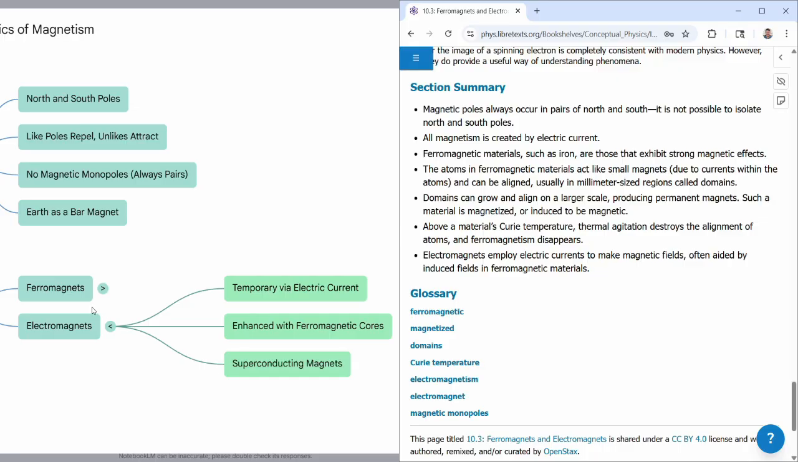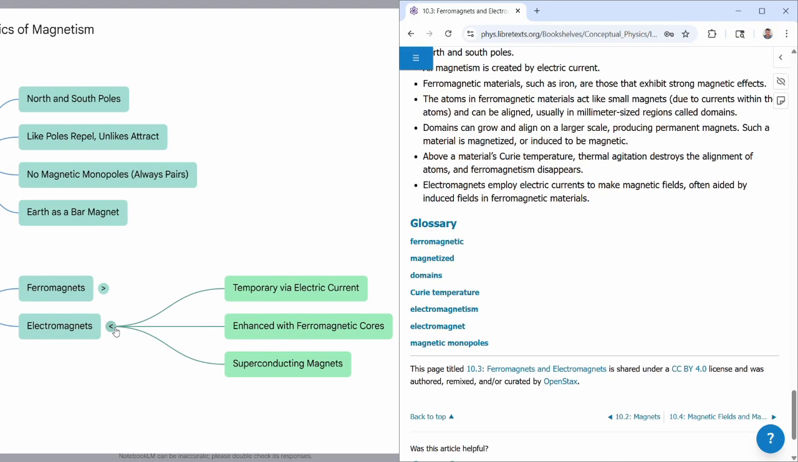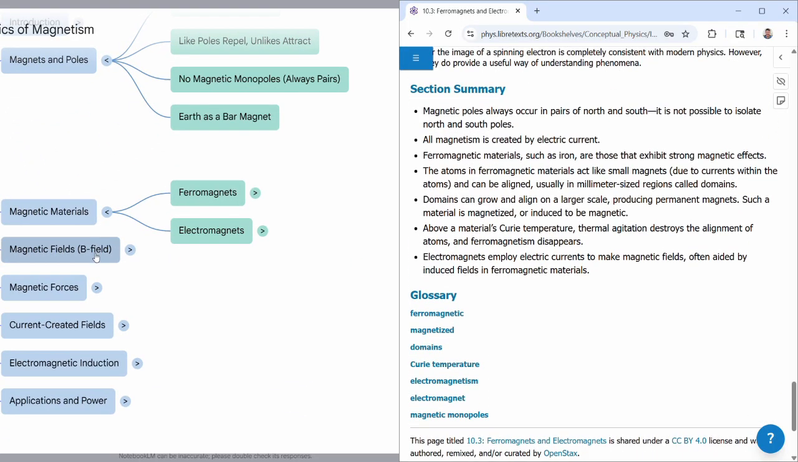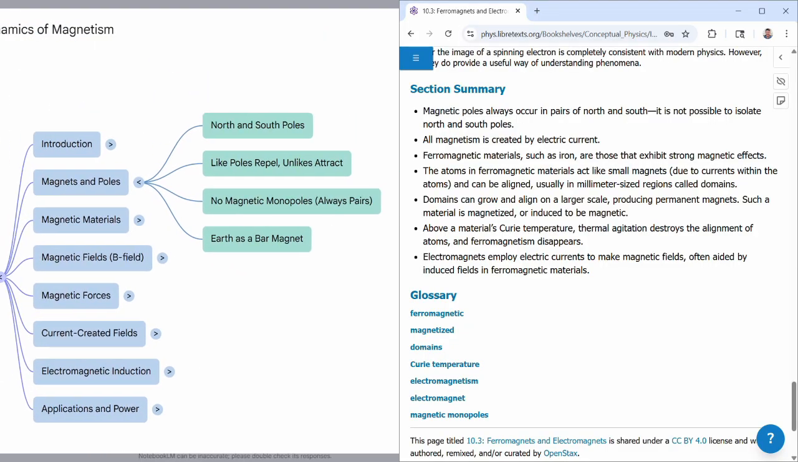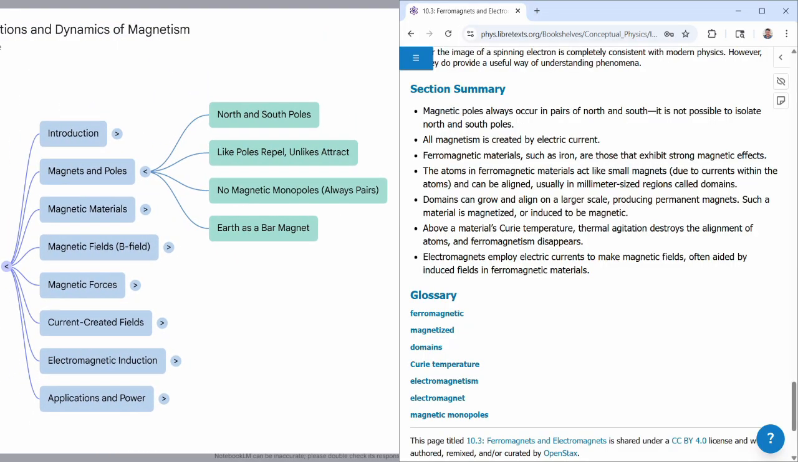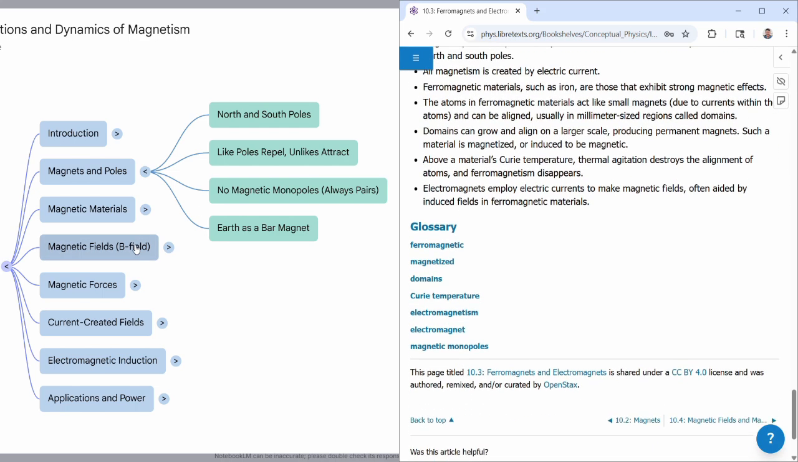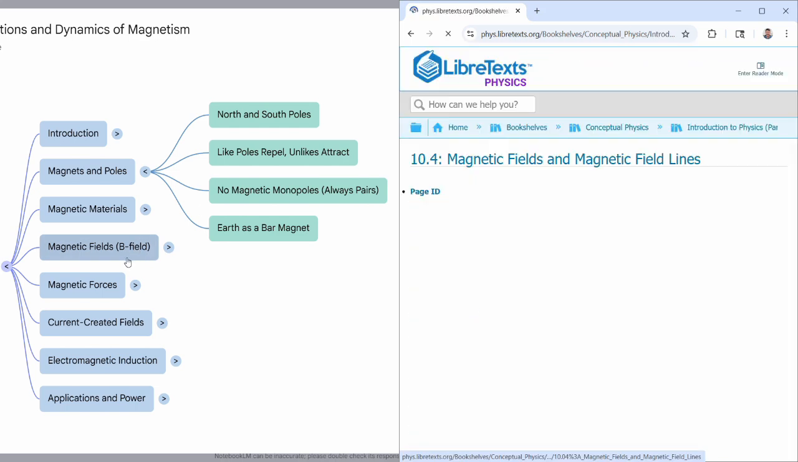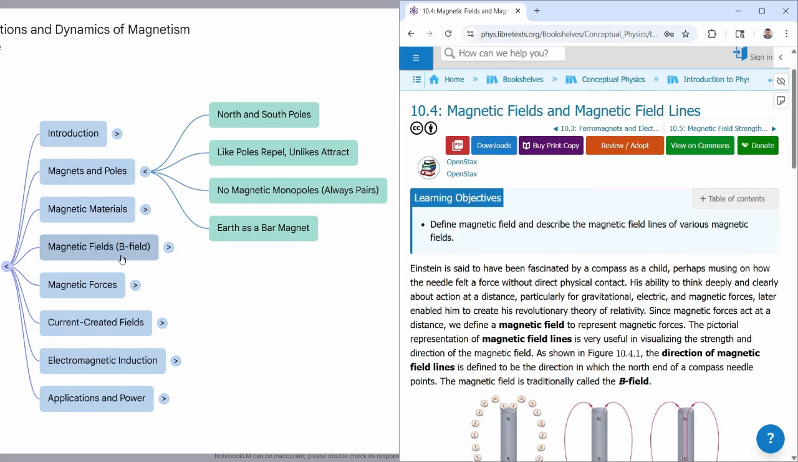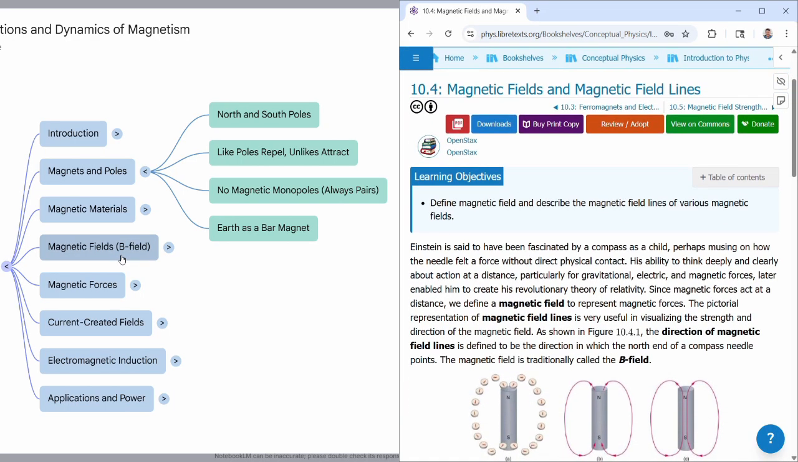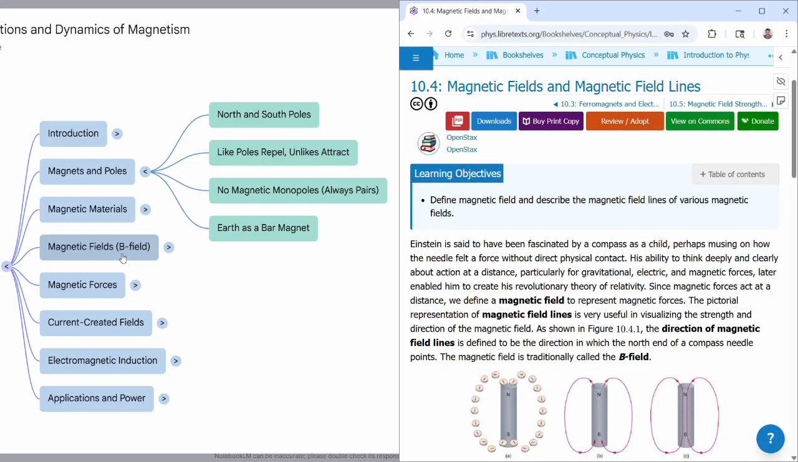So that's section 10.3, magnetic materials, ferromagnets and electromagnets. Now we start our coverage of magnetism in a more fundamental way, starting with the magnetic field. Oftentimes you will see us use the letter B, in contrast to the letter E for electric field, to indicate magnetic field. B field is magnetic field.